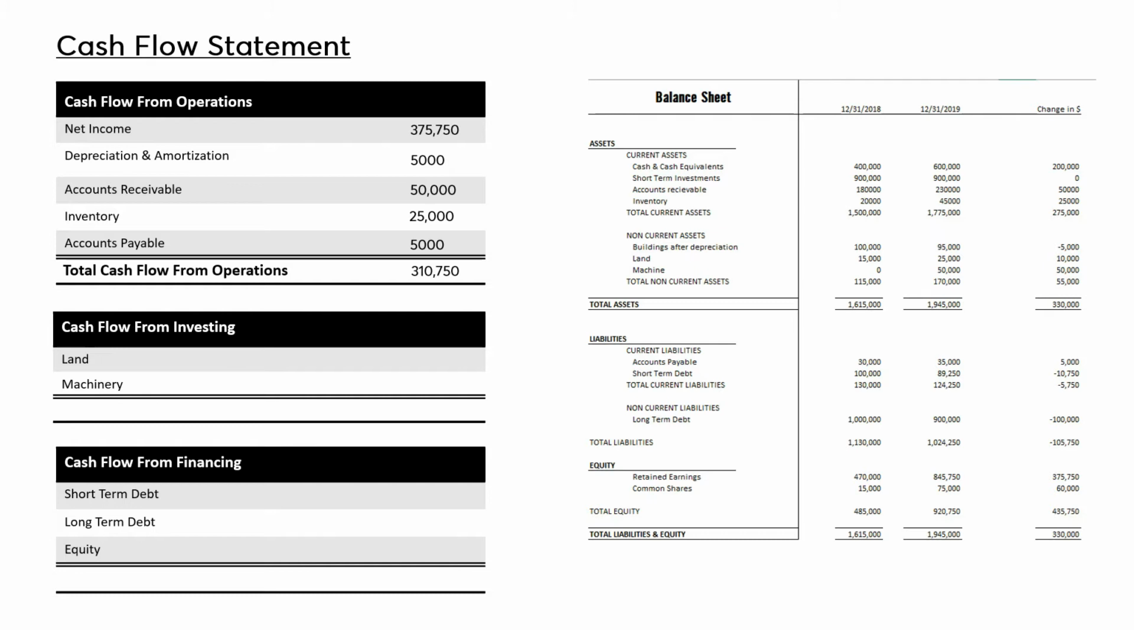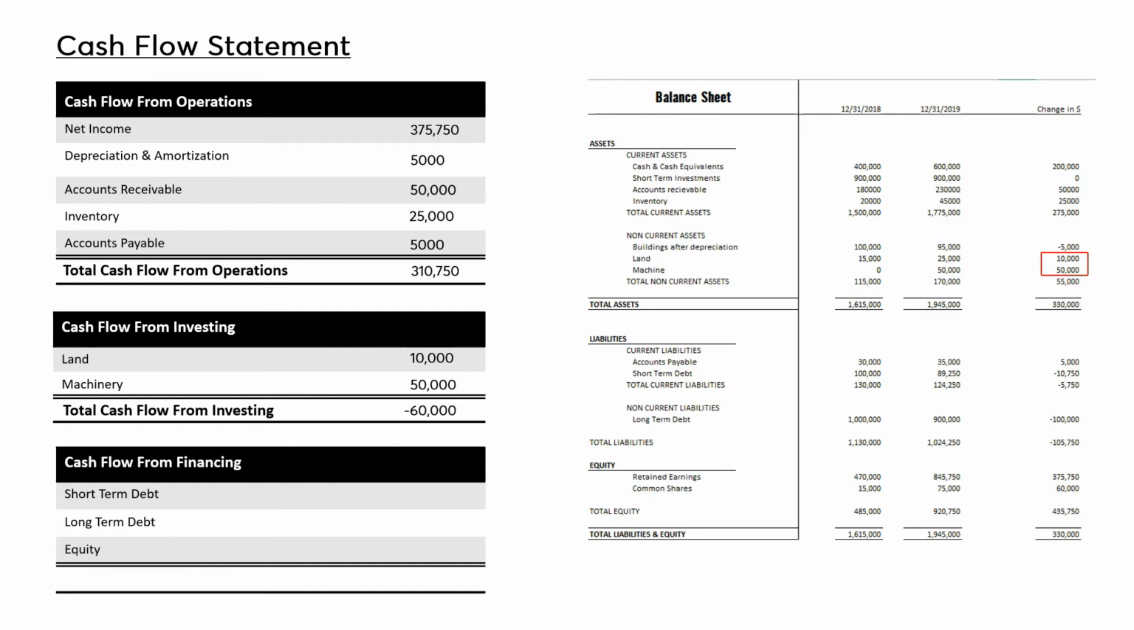Next, we have the cash flow from investing. For this, we use the balance sheet. The amount spent on long-term assets is extracted from the balance sheet to derive the cash flow from investing. In our example, by looking at the balance sheet, it is clear that the company had spent an additional $10,000 on land and $50,000 on machinery. This is considered money out of pocket, and hence we need to subtract it from our cash reserves. So the total cash flow from investing is a negative $60,000.